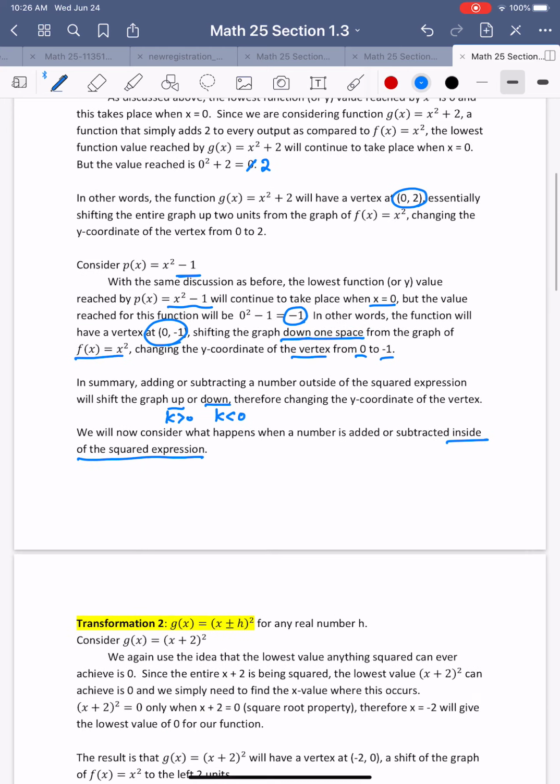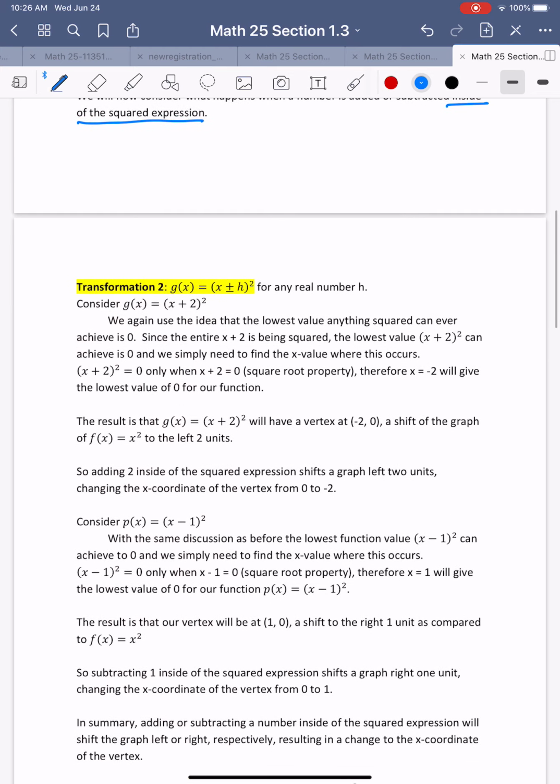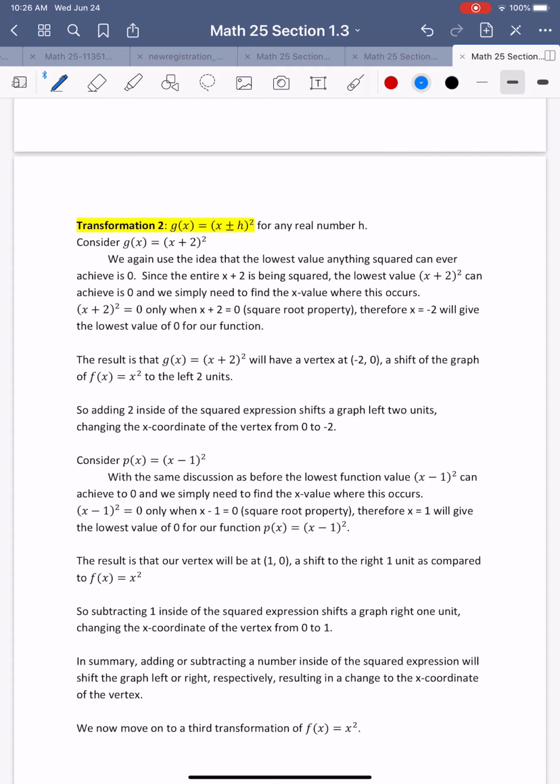So let's see what it is. This transformation one, we call the vertical shifting, which means it goes up and down. All right, now we have transformation 2, as it happens inside. So I'm adding a 2 right here, plus 2 inside of the square.